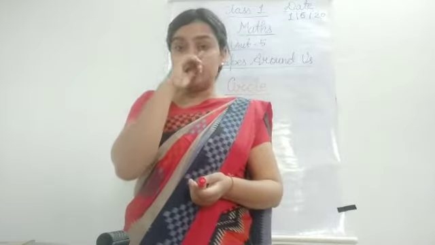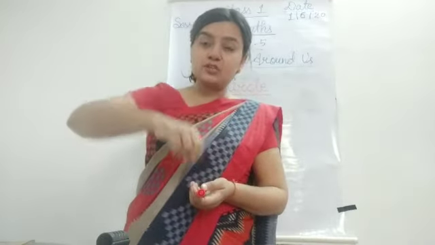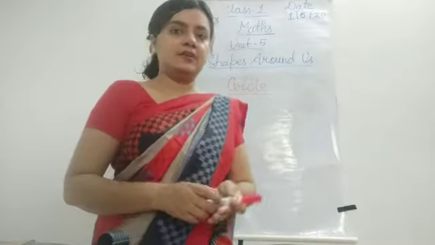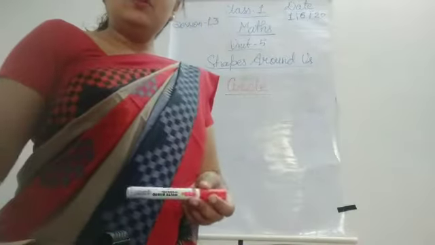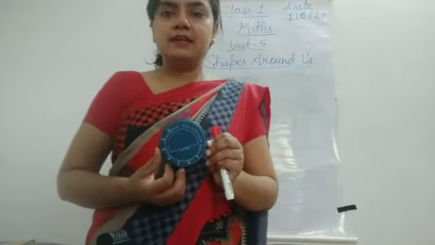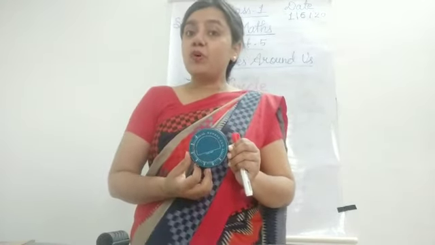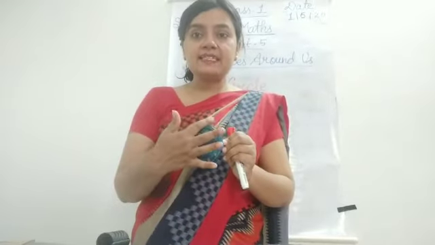Yes, the cover of a bottle is also circular. Many examples are there. Okay. So, what you can see, this is a circle. Now, what are the characteristics of a circle? A circle has how many sides? How many corners? Does a circle has any side? Can you see any side?